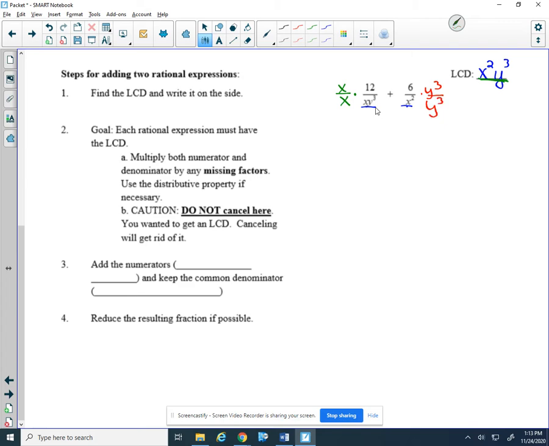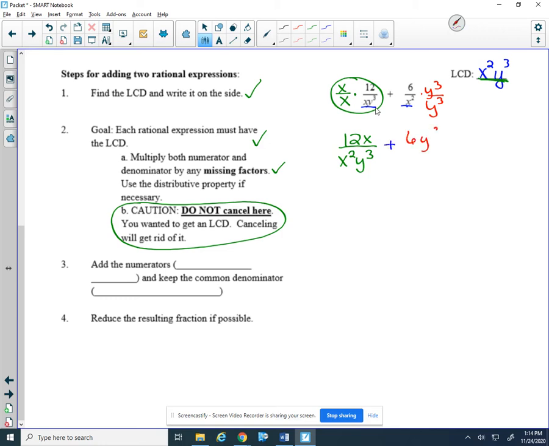So looking at our steps, we found the LCD and wrote it on the side. Our goal was to get each rational expression to have the LCD. We multiplied both the numerator and denominator by missing factors, and we don't need to use distributive property on this one. A big point, it's common to cancel. In a second, we'll look at that. So I have 12x, we're doing this one, over x squared y cubed. And then I have 6y cubed over x squared y cubed.